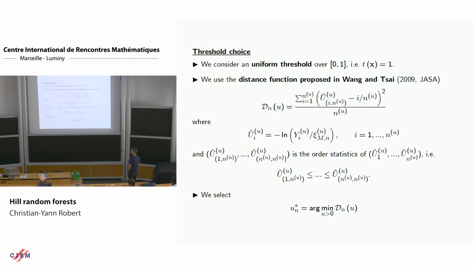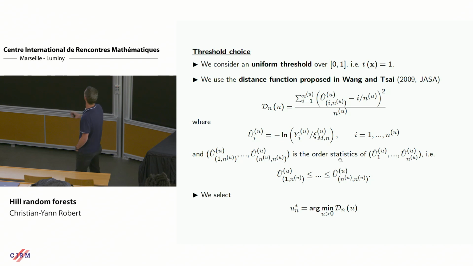So the choice of the threshold is actually a very important thing to do. There was a method that has been proposed by Wang and Tsai. So Wang and Tsai are the two authors who proposed the tail regression, that is by specifying a parametric form for the tail function. But they also propose a method to choose this threshold. So this is the following.